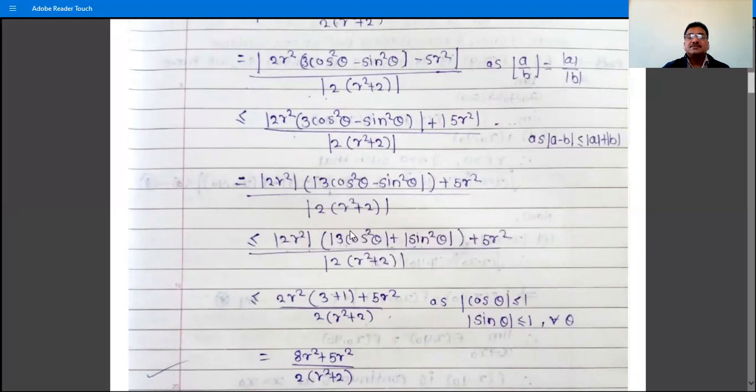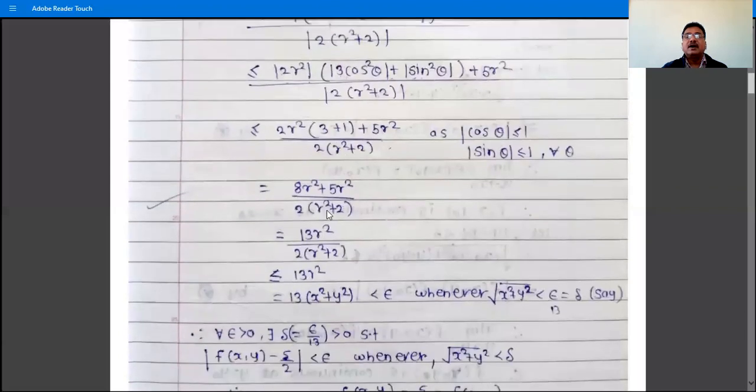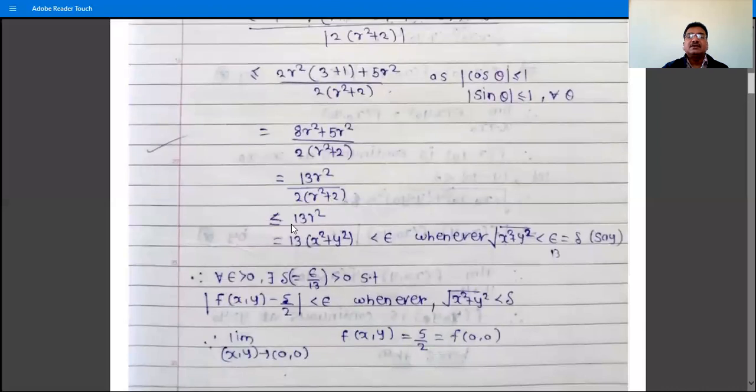And then here substitute |cos³θ| as 1. Here again separate the mod. Next step: |3| as 3 and |cos²θ| as 1, because |cosθ| is less than or equal to 1. So here the sign is less than or equal to 1, its largest value. |cos²θ| is 1, |sin²θ| is 1, because |sinθ| is less than or equal to 1. Then plus 5r². So we have 8r² + 5r² over 2r² + 2, and therefore 13r² over 2r² + 2, and this is less than or equal to 13r².